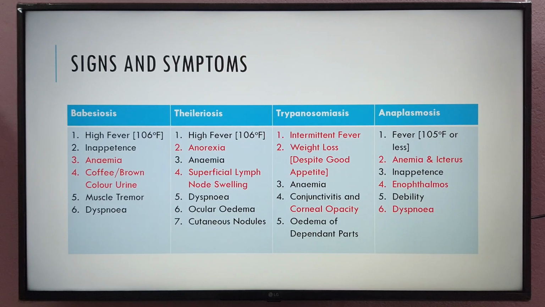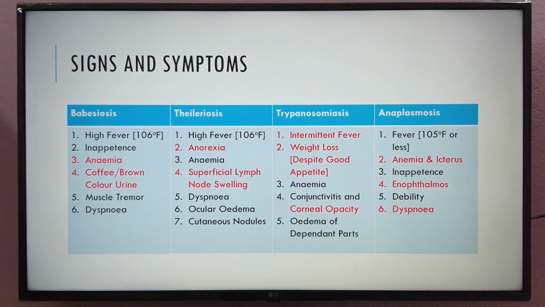Now a quick question: how will you differentiate between hematuria and hemoglobinuria? In both cases the urine will be coffee or brown color. The answer is centrifugation, but how, you comment down below.